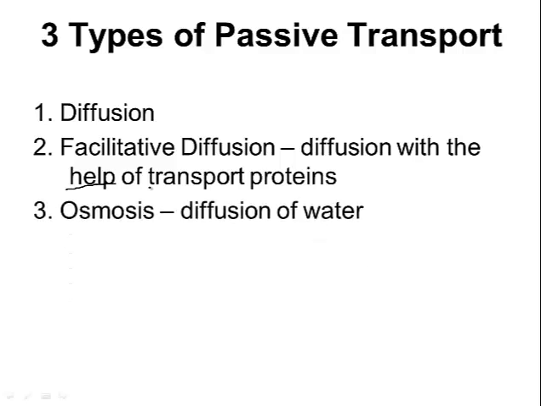And then there's a very special kind of diffusion called osmosis. Osmosis is strictly the diffusion of water, and it gets its own category because of the importance of water to living things. So we're going to just quickly talk about each of these, and we'll actually spend a little more time with the osmosis piece.